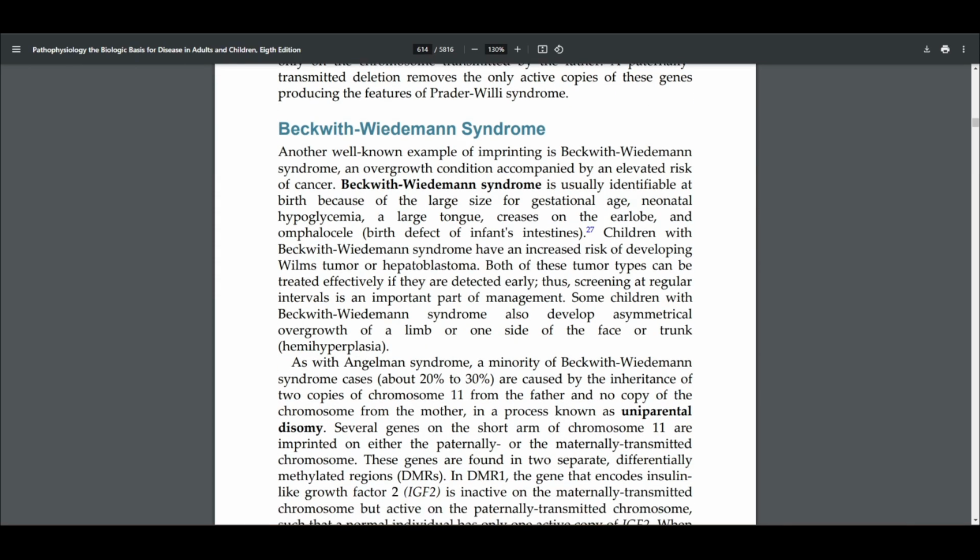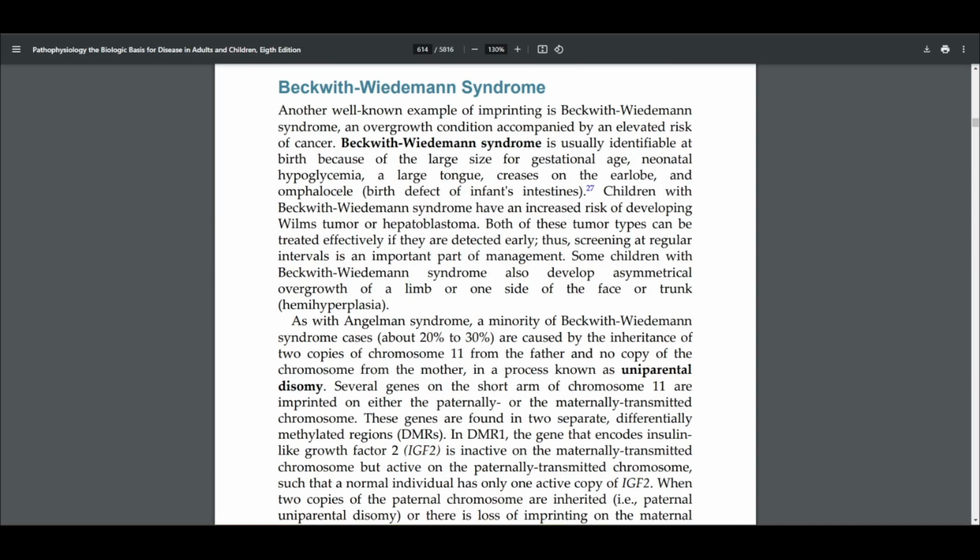Beckwith-Wiedemann syndrome. Another well-known example of imprinting is Beckwith-Wiedemann syndrome, an overgrowth condition accompanied by an elevated risk of cancer. Beckwith-Wiedemann syndrome is usually identifiable at birth because of the large size for gestational age, neonatal hypoglycemia, a large tongue, creases on the earlobe, and omphalocele, a birth defect of the infant intestines. Children with Beckwith-Wiedemann syndrome have an increased risk of developing Wilms tumor or hepatoblastoma.